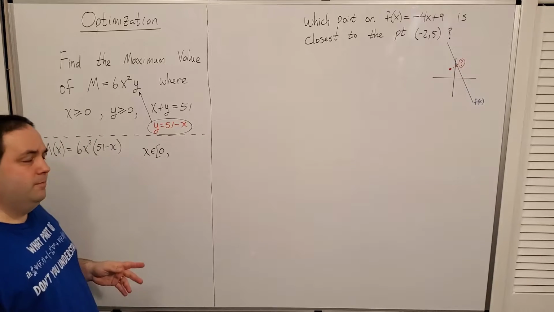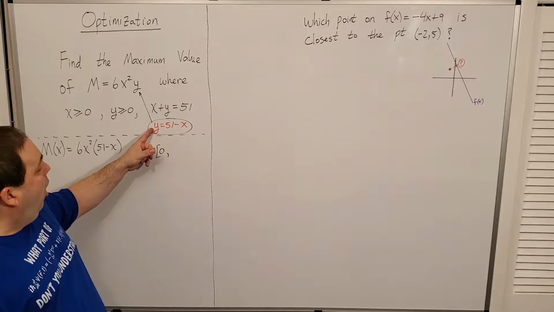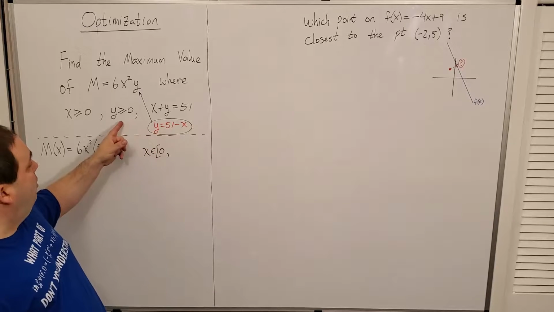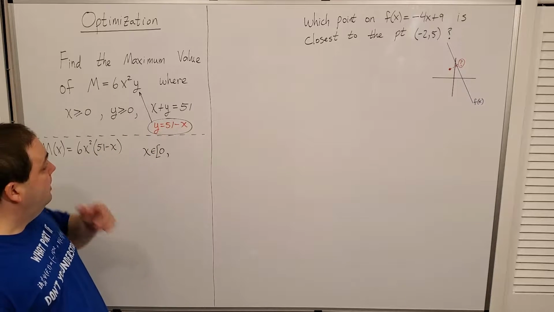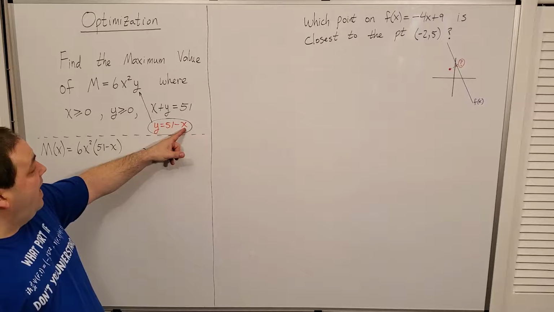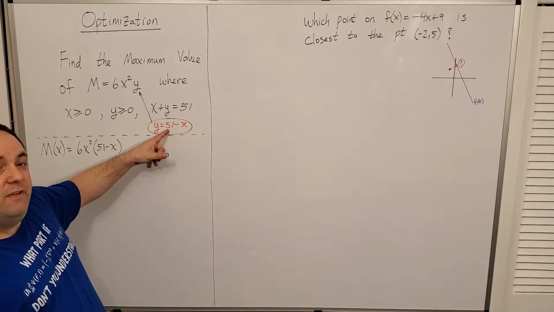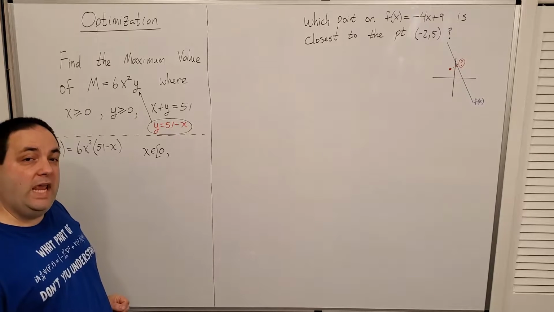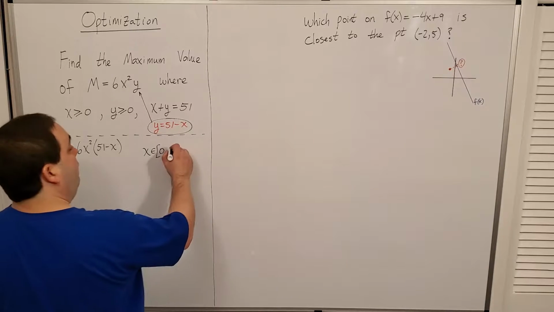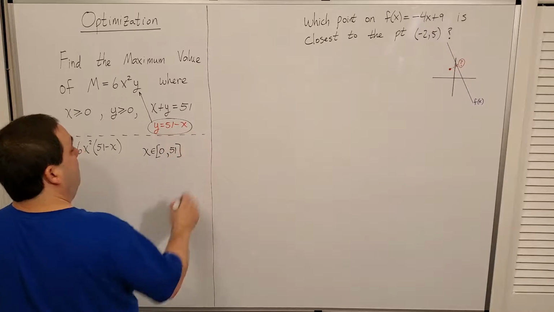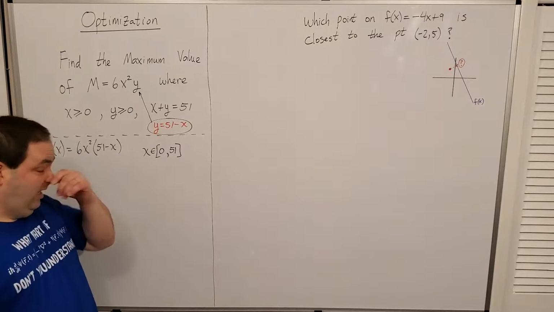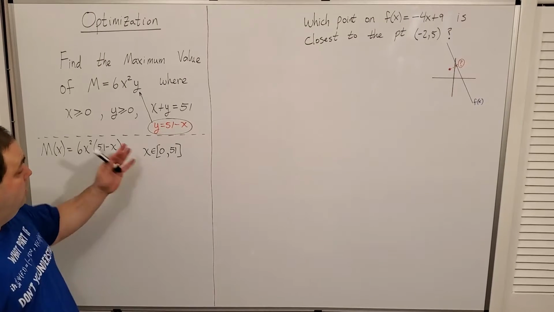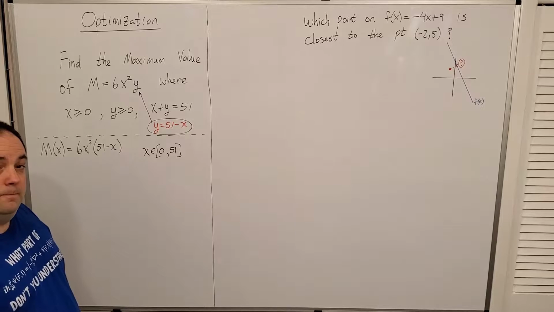And then think about it. y also could be 0, and that's the minimum, right? So I can't have x any bigger than 51. If x was bigger than 51, y would be negative. So therefore, I can say that that's definitely, for this problem, the closed interval that I should use for this.